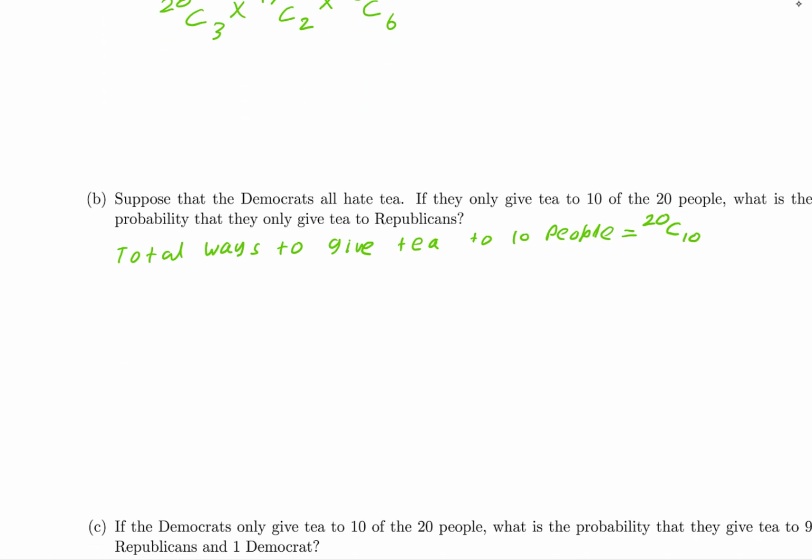But this mentions, if they only give tea to 10 of the 20 people and Democrats all hate tea, right? So let me write this: the number of ways for tea to be given to Republicans.